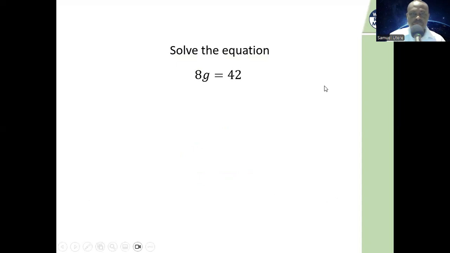What about this one? How would you represent this bar model? Have a think. Discuss with the person seated next to you or anyone who is watching this video with you. How would you represent this as a bar model? We have 8 lots of g is equal to 42.